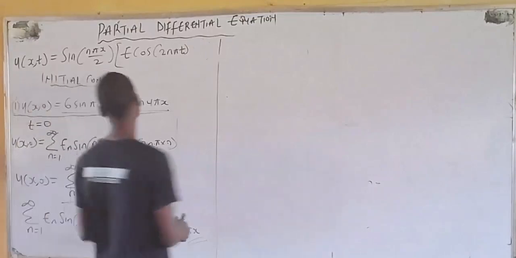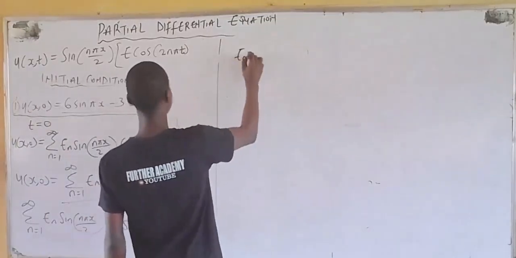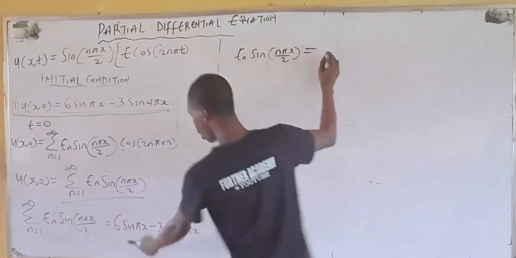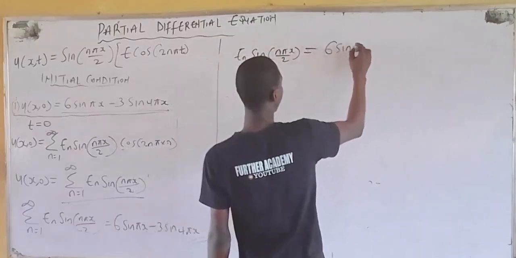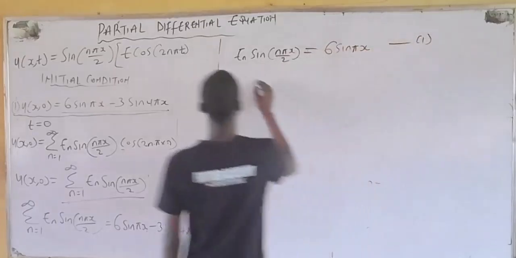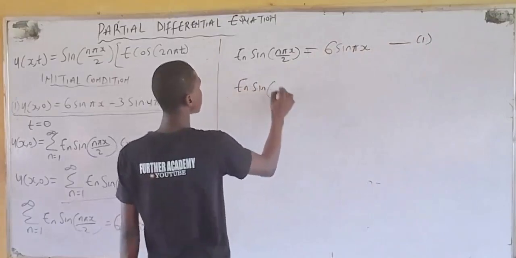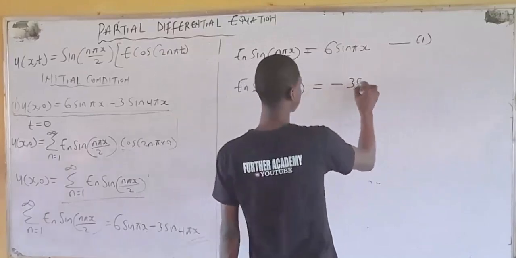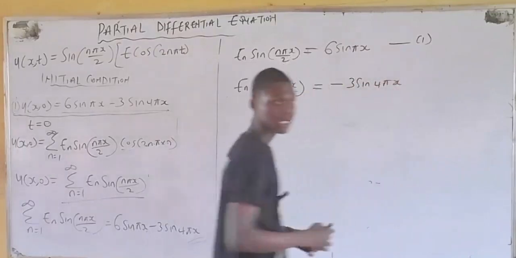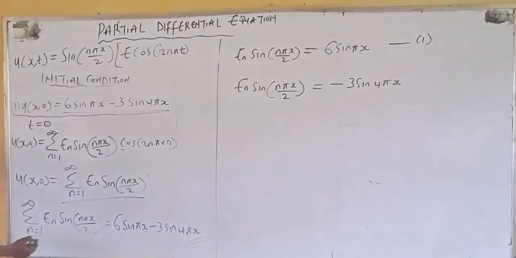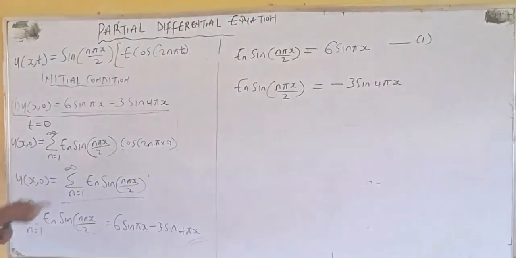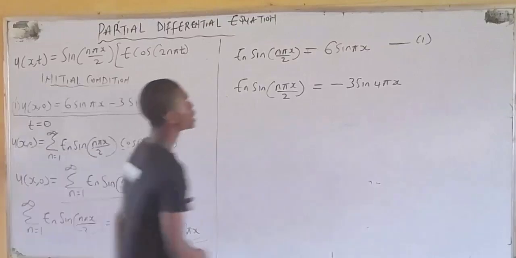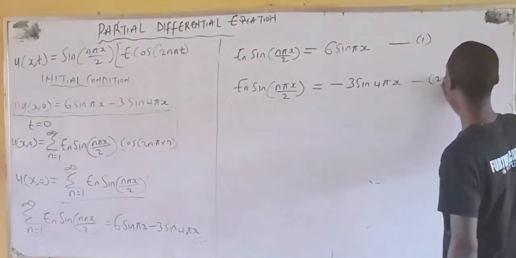Now, what this is telling me is that E_n sine(n pi x over 2) is equal to 6 sine(n pi x). So this is equation 1. Then the other one, I'm having E_n sine(n pi x over 2) equated to negative 3 sine(4 pi x), right? You don't include the summation. This summation is telling me that when n equals 1, when n equals 2, when n equals 3. But when we have something like this, we are saying that this is equal to this, and this is also equal to this.